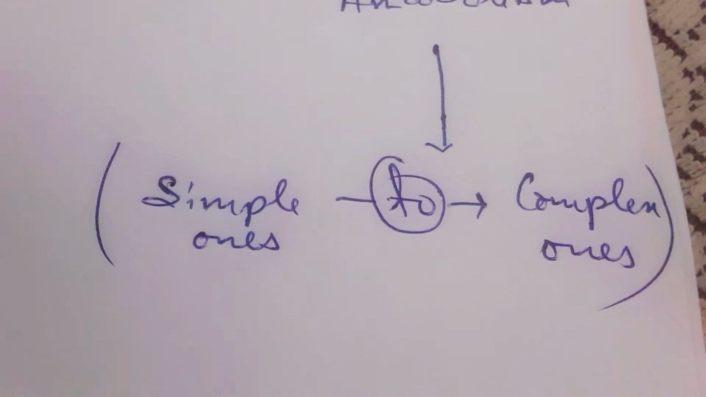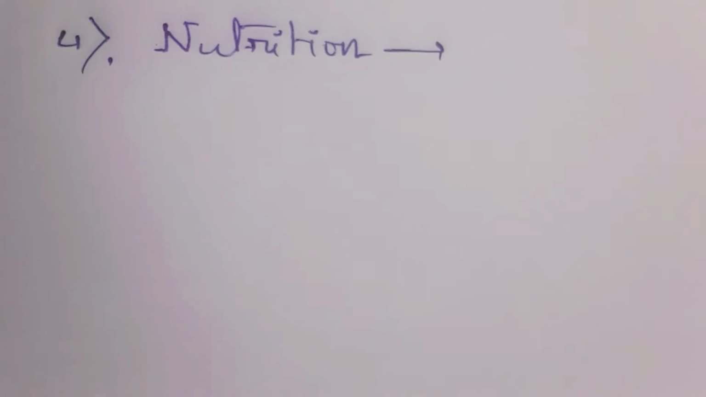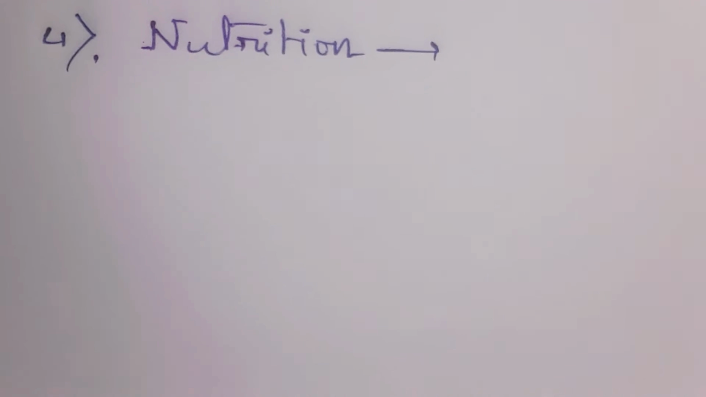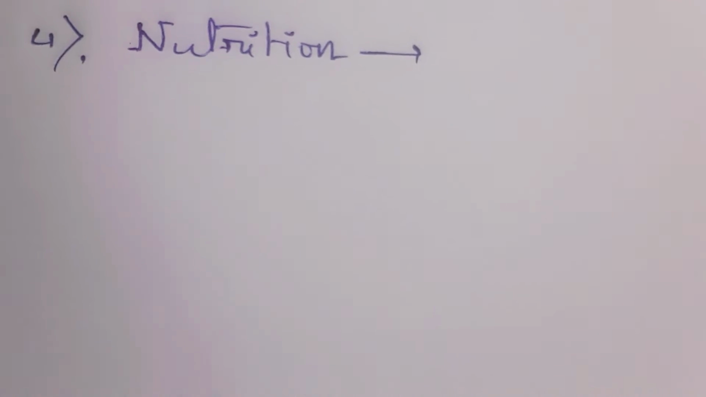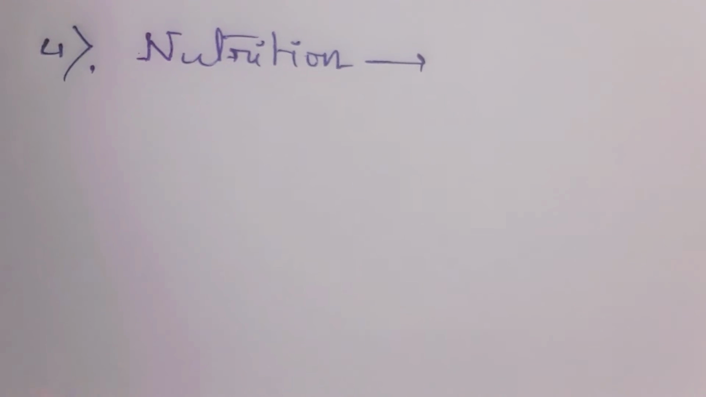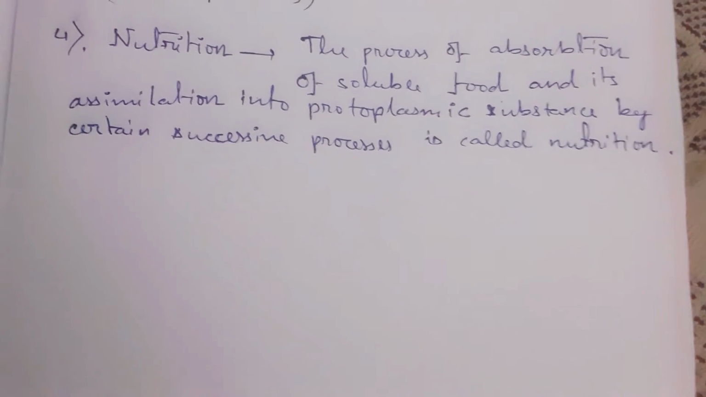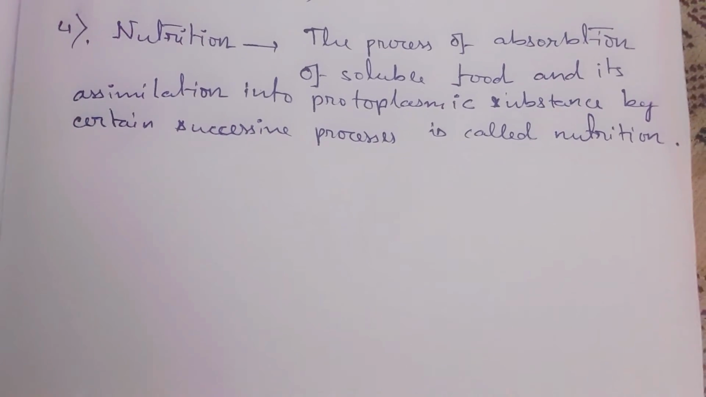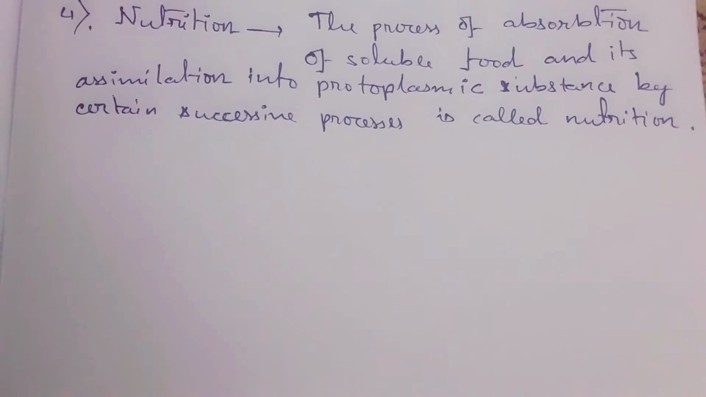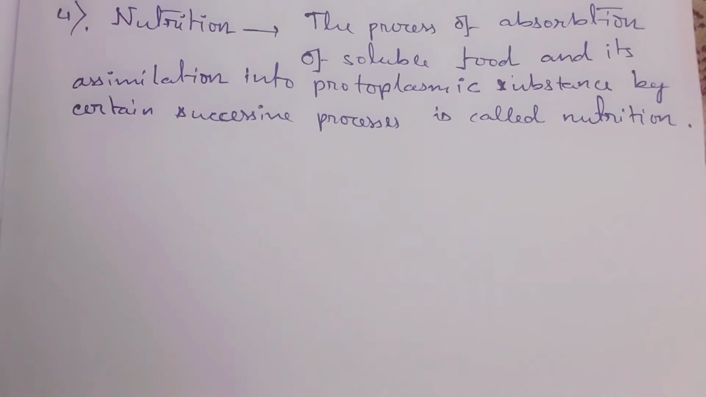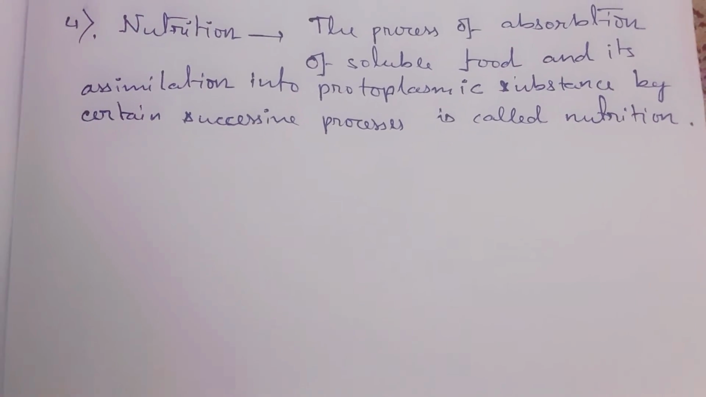So let's move. So the fourth point, which is an important differentiator or property of life, is nutrition. So how can we define it? So here is the definition: the process of absorption of soluble food and its assimilation into the protoplasmic substance by certain successive processes is known as nutrition. I hope you have no trouble in understanding the same.